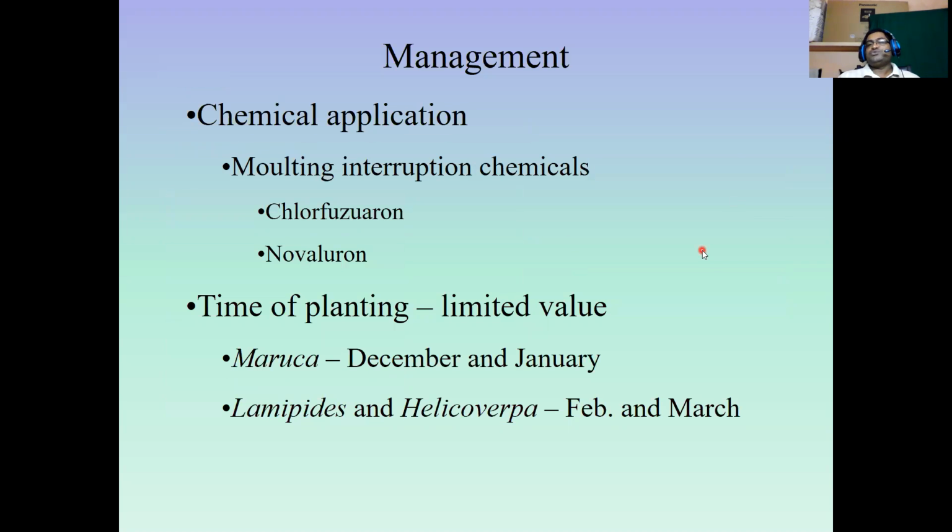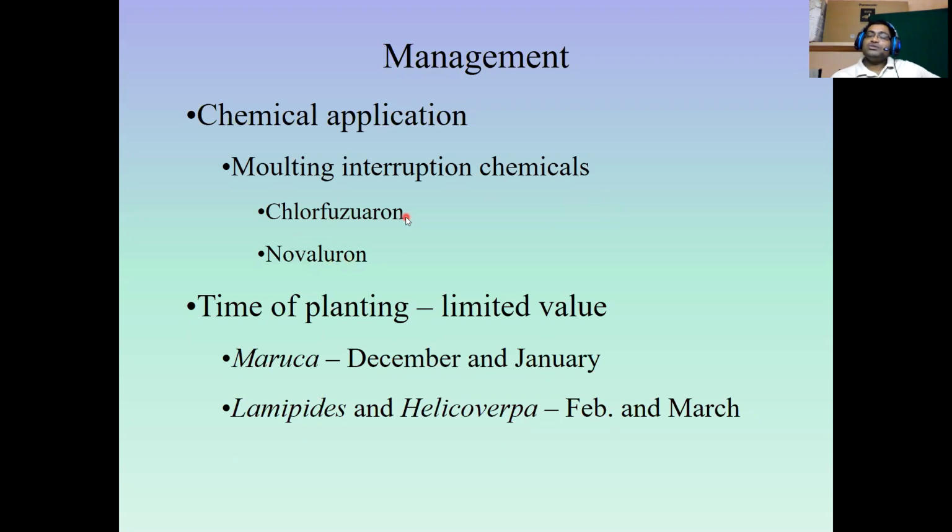So how you will manage this one is chemical application. Farmers nowadays are using chemical applications at the time of flowering, because the females lay eggs once flower bud initiation starts. So at that time farmers apply, and commonly they use novaluron. This is a chemical, but they can also use molting interruption chemicals, novel chemicals, fifth generation chemicals. Some farmers can use chlorfluazuron and novaluron.